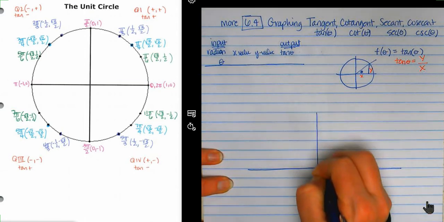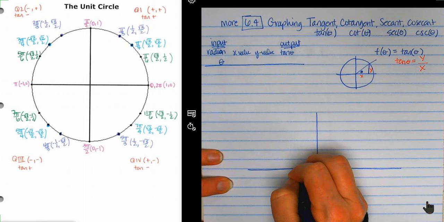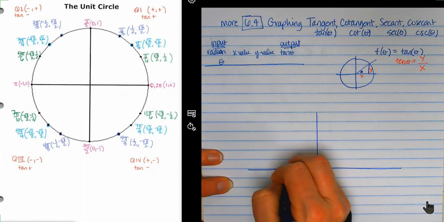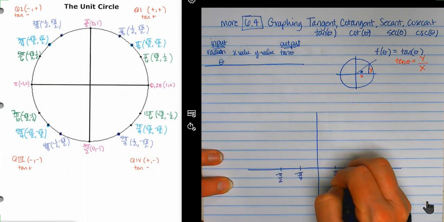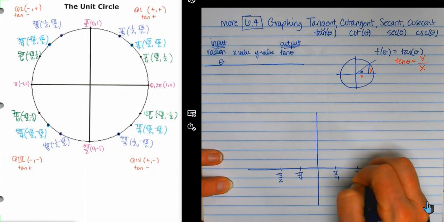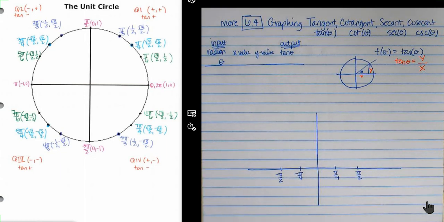So when I graph this, I'll do tangent on a big graph here. I'm going to say that this is negative pi over 4, this is negative pi over 2, positive pi over 4, positive pi over 2. So what I'm going to do in my unit circle is, from 0, go negative pi over 2, and I'm going to start here.